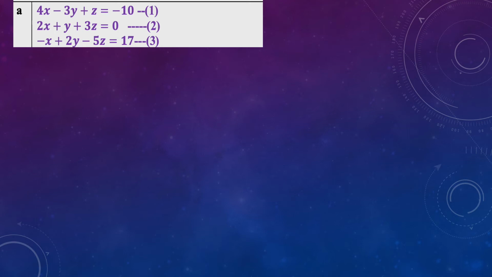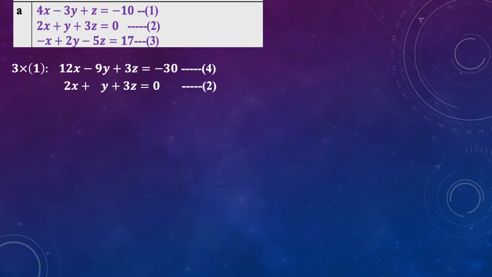Now we are looking at the elimination method. In the elimination method, you are going to eliminate one of the variables. I am going to eliminate the z variable, so I multiply equation 1 by 3 and get 12x minus 9y plus 3z equals negative 30. I do this because I want to eliminate z from equations 1 and 2. The coefficient of z is 1 in equation 1 and 3 in equation 2, so they are not equal. When using the elimination method, you must make sure the z variables have the same coefficient. Therefore, you multiply equation 1 by 3 and get equation 4.